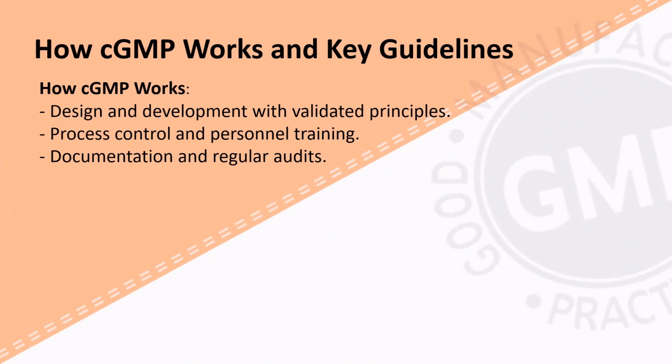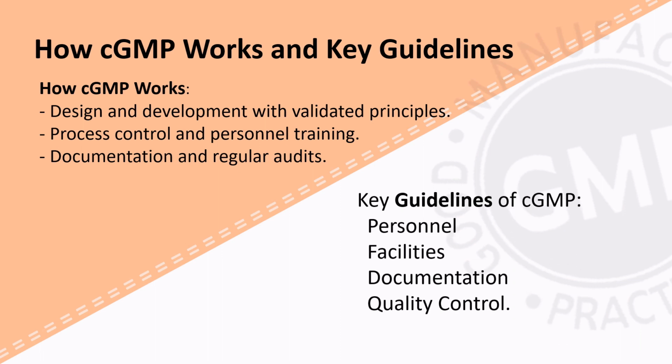Why is cGMP important? Firstly, it protects public health and ensures drugs are safe and effective for human use. Quality consistency ensures that each product is manufactured to the same high standards. And also for legal requirement, non-compliance can result in FDA actions, such as recalls, warnings, or facility shutdowns.